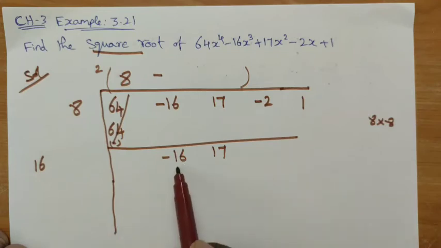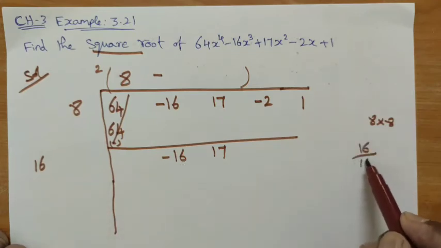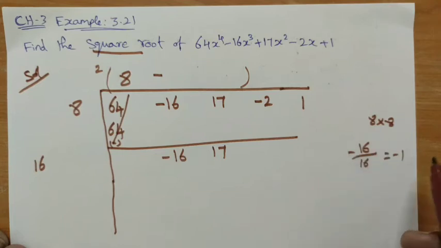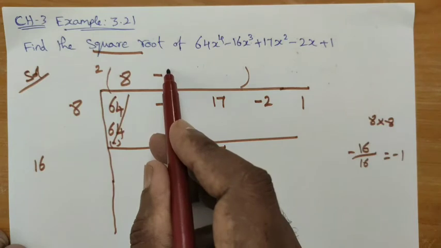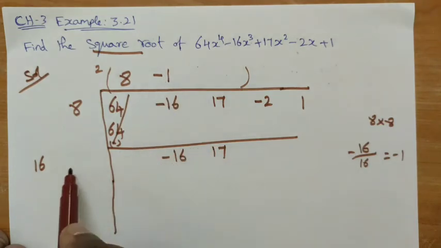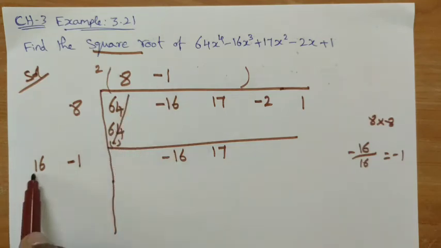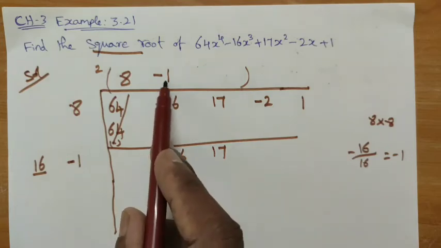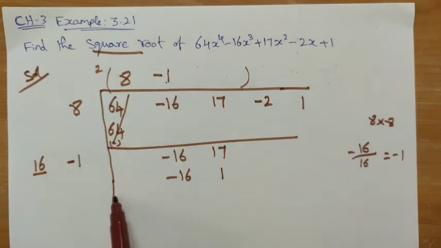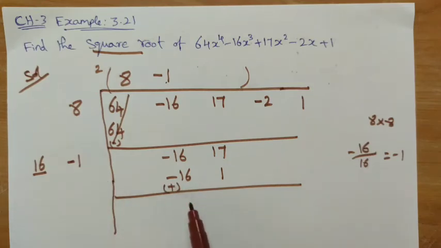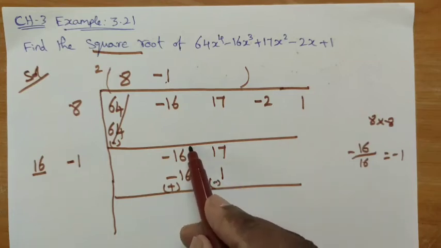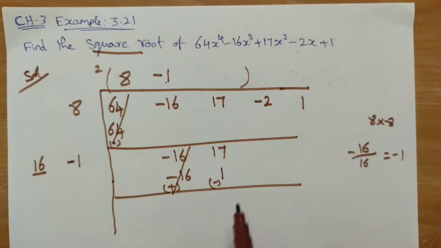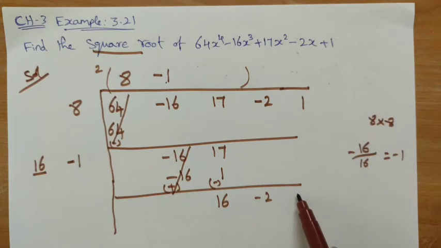And then take this first term and divide by the first term, that is 16 divided by 16. Minus 16 divided by 16 is minus 1. So we are going to multiply by the number minus 1. Here we already have minus 1, and here also you put minus 1, right? Then minus 1 into 16 is minus 16. Minus 1 into minus 1 is plus 1. Minus into minus is plus, and then 1 plus 1 is 1. Now subtract this. This one is plus, this one is minus. So plus 16 and minus 16 will be cancelled. So 17 minus 1 is 16, and then the remaining two terms, that is minus 2 minus 1.